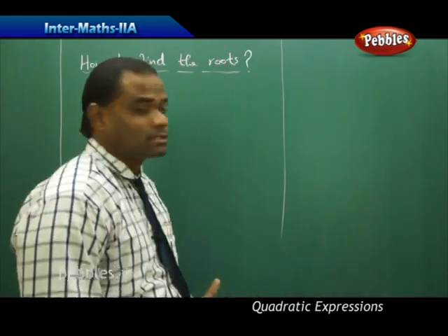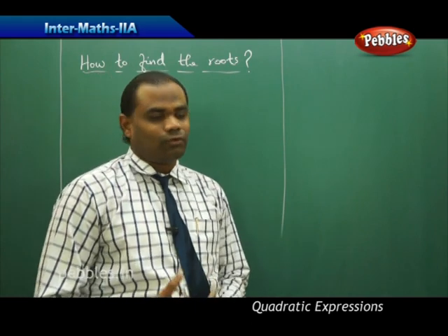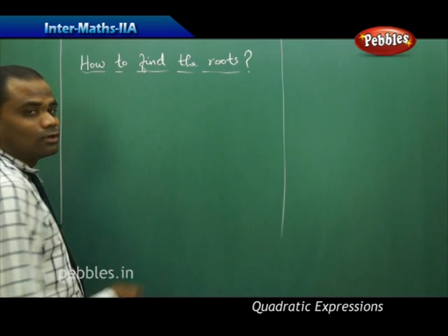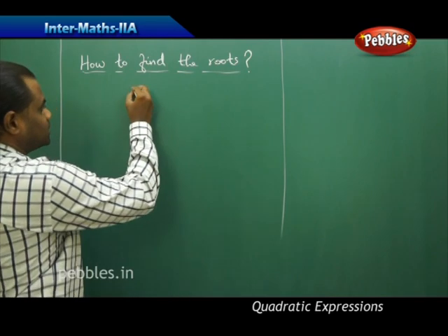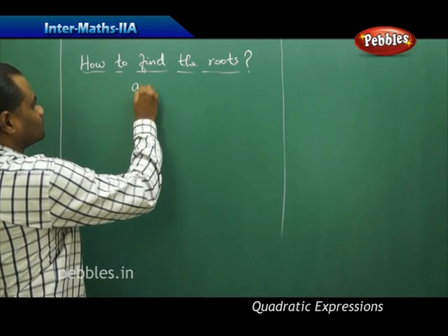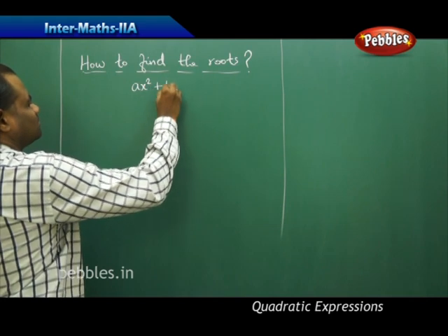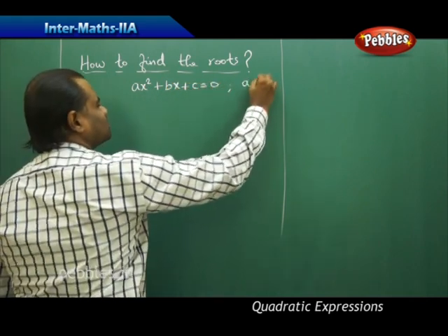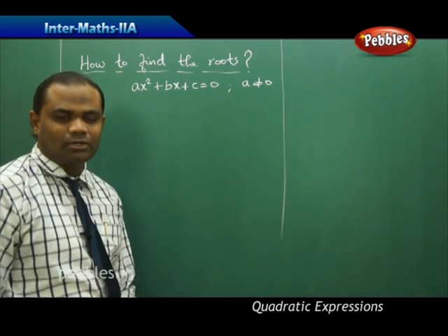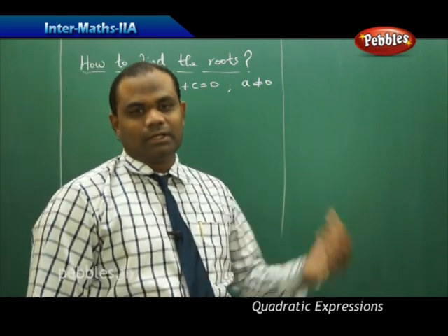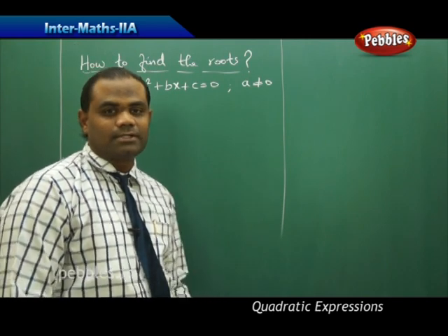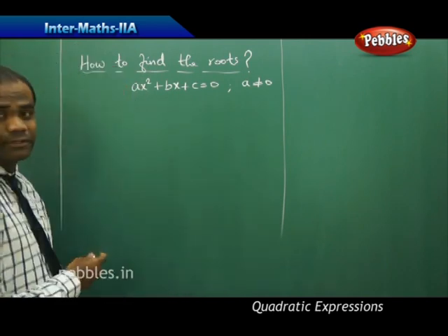Now, how to find the roots is the biggest question which follows from the continued session. So how to find the roots of the quadratic equation in its general form or the standard form ax squared plus bx plus c equal to 0 with a not equal to 0. So how do I find the roots of this standard form of quadratic equation? Let's see through the derivation.